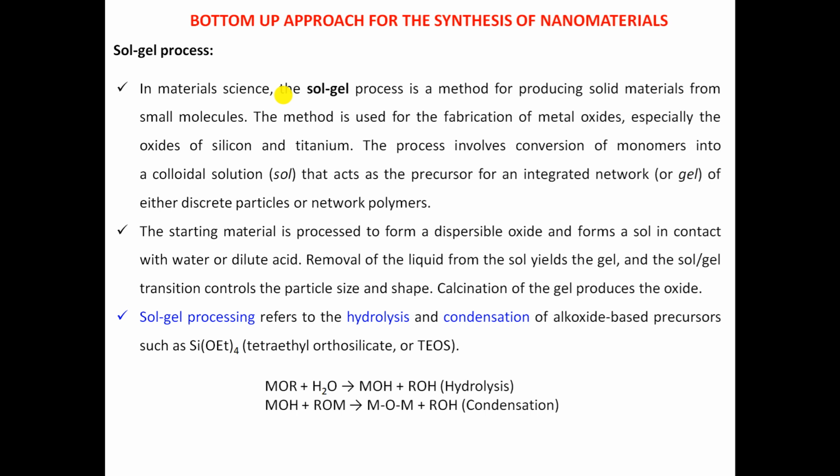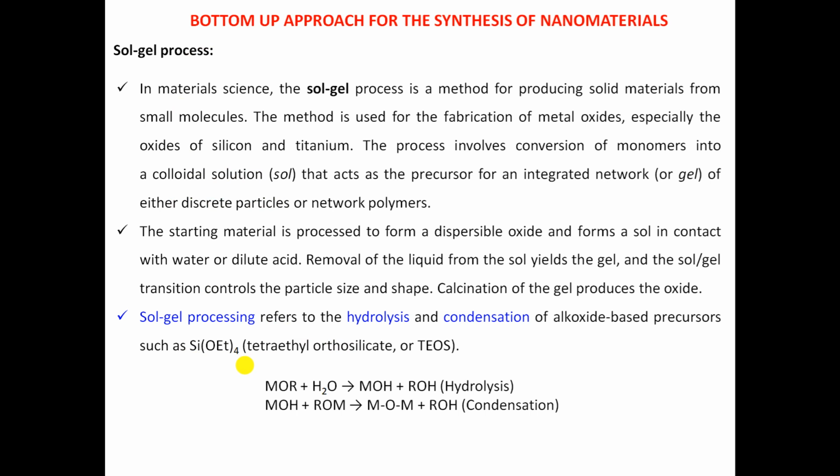Sol-gel processing involves two steps. One is hydrolysis and the other one is condensation. Metal alkoxides are used as precursors. For example, tetraethyl orthosilicate. Tetraethyl orthosilicate is used as a precursor for the sol-gel process.